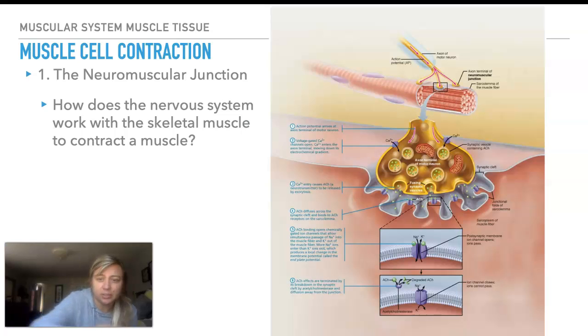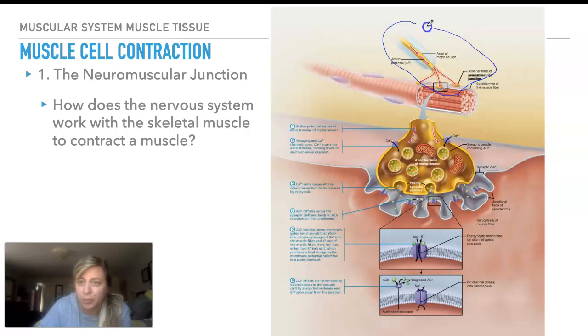There's a nice overview of the entire process here in this graphic on the right. But in order for a skeletal muscle to contract, we have to have a nerve. So here you can see the nerve. Now I know we haven't covered the nervous system yet, and it's coming up pretty soon in the course. But nerves send signals to our muscle cells to contract.